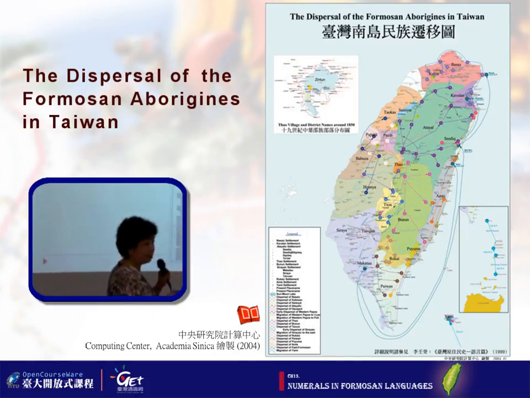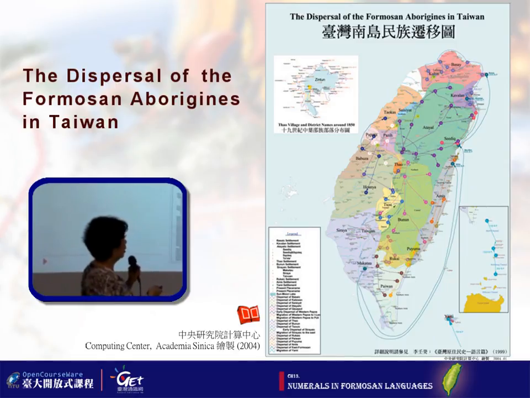You have Amis, that's in Taitung, right? That's the tribe with the largest population of the Formosan people in Taiwan. That's Puyuma. That's where the first famous singer is from. Only a very small tribe, not many speakers and not a large population here. Also in Taitung. You see this Rukai. Rukai is in the Pingtung area.